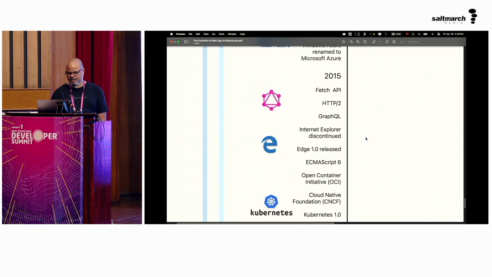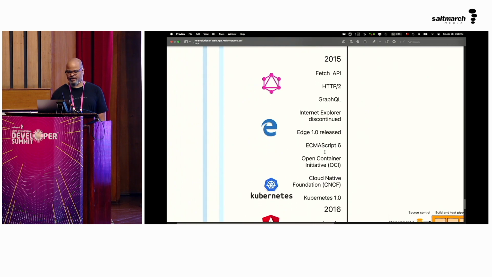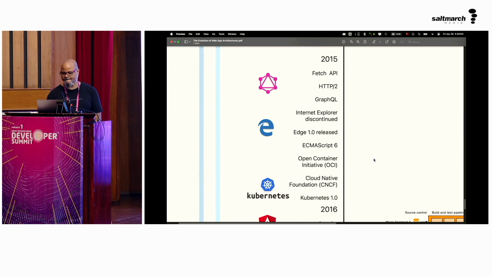And then we also get a lot of cloud love, right? We get Open Container Initiative, which is the standard for containers like Docker, right? We get the Cloud Native Foundation to standardize ways of building cloud applications. And we also get Kubernetes for managing containers, okay?